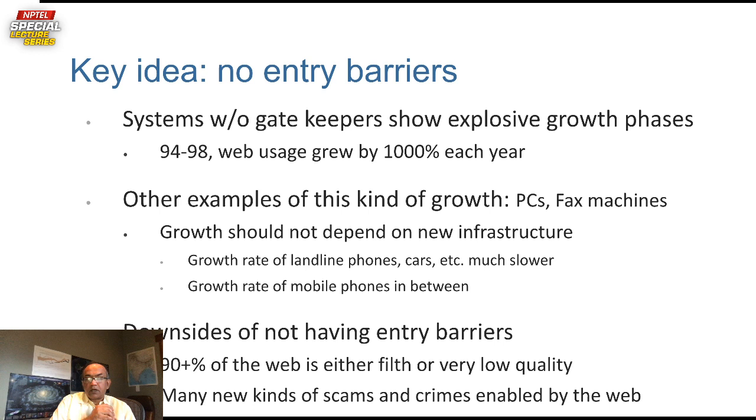It is interesting to contrast this with the growth of, say, landline phones and cars, where new infrastructure is needed. Now, it's not always good to have no entry barriers. On the web, 90%, 95% of the content is incredibly low quality, or just something that should be filtered out. And with email, for every email that you read, Gmail and others filter out 9-10 pieces of spam. There are downsides, and we have to be careful that we have protections against them. A great example where the system was not ready to deal with the downside is Usenet and message boards, where as soon as they opened it up, spam overtook the system, and now hardly anybody uses Usenet.